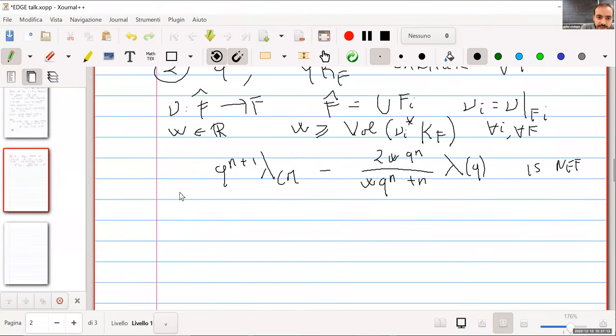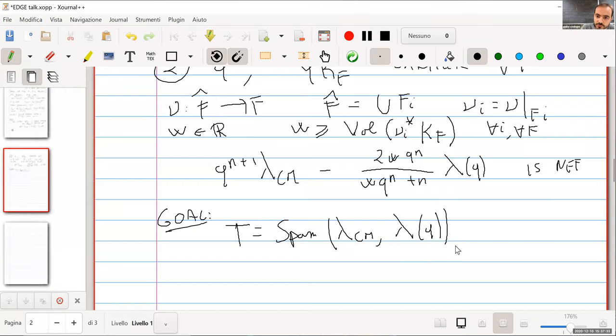So what is the picture behind it, the goal, if you prefer? The goal behind these two results is this: we can look at T to be the span of lambda CM and lambda_q for all q in N, inside the Néron-Severi group over Q of the moduli space. We call T the tautological subspace.